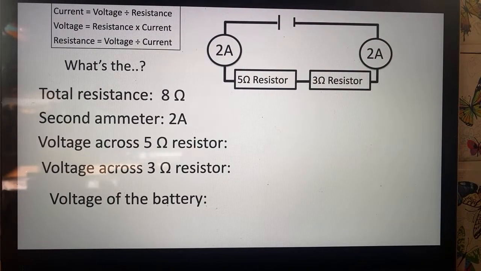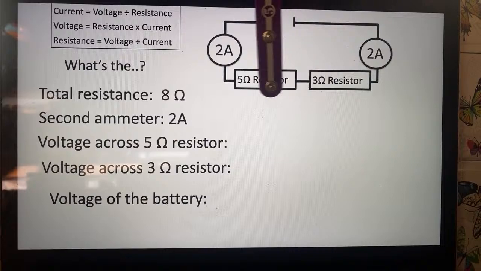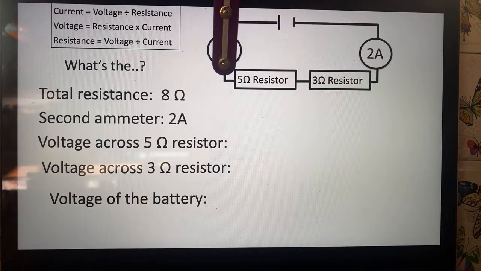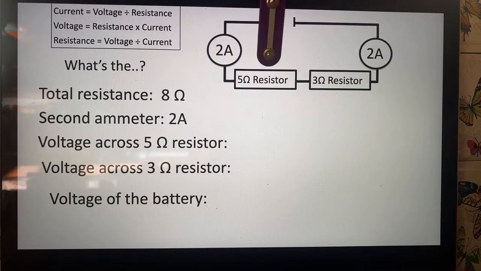So the voltage across the 5 ohm resistor, well, you know that it's a resistance of 5 ohms because it says it on there, and you know that 2 amps are flowing through it. So the voltage is the resistance times the current. So it's going to be 10, not 1.